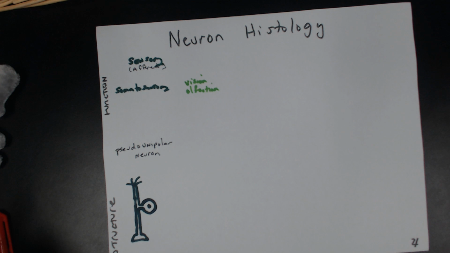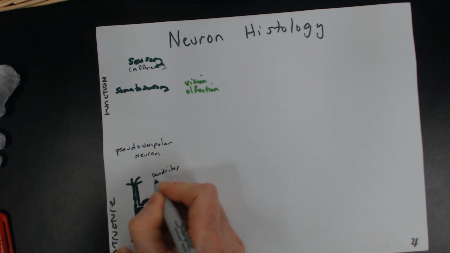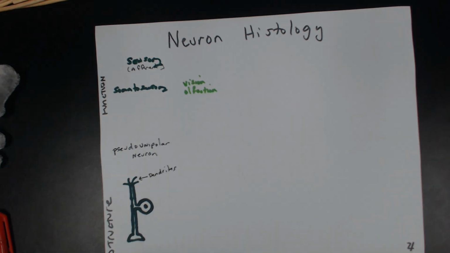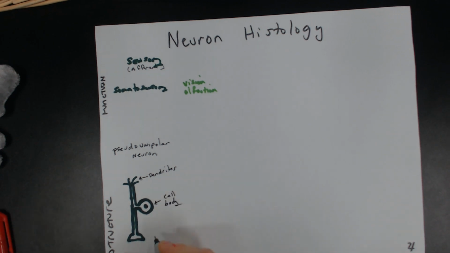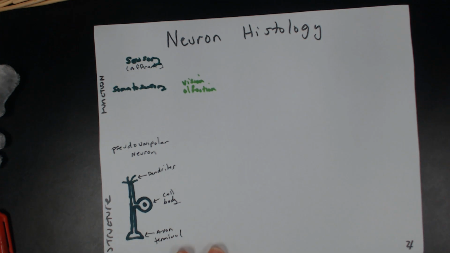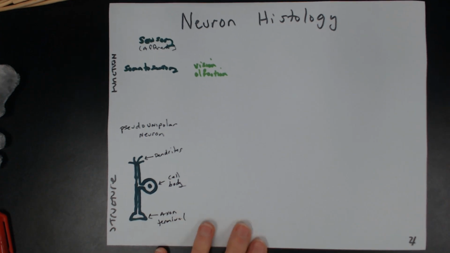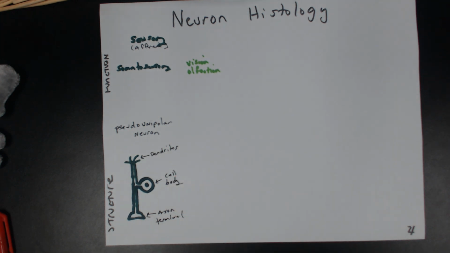So labeling this, this is your pseudo-unipolar neuron. And these are your dendrites. This is going to be your cell body. And then this is going to be your axon terminal. We talked before about the flow of information happening from the dendrites all the way through to the axon terminal. And this is going to be a first order neuron in the somatosensory system.